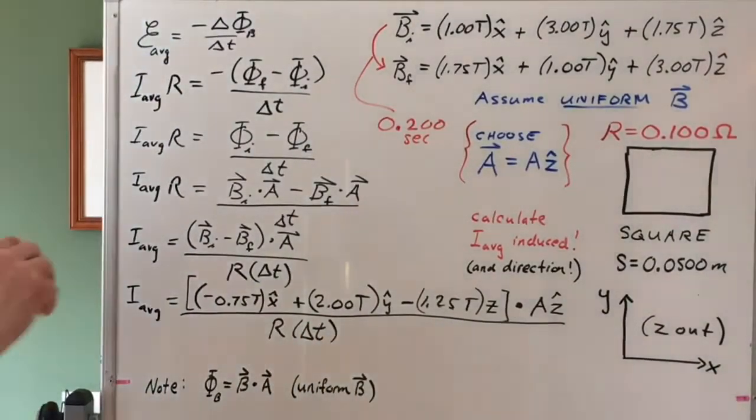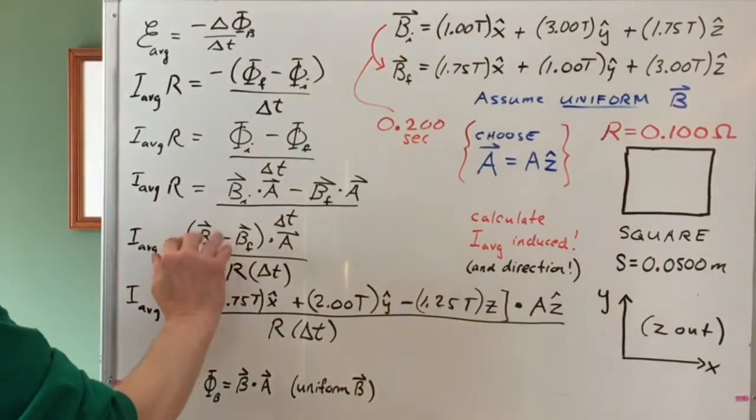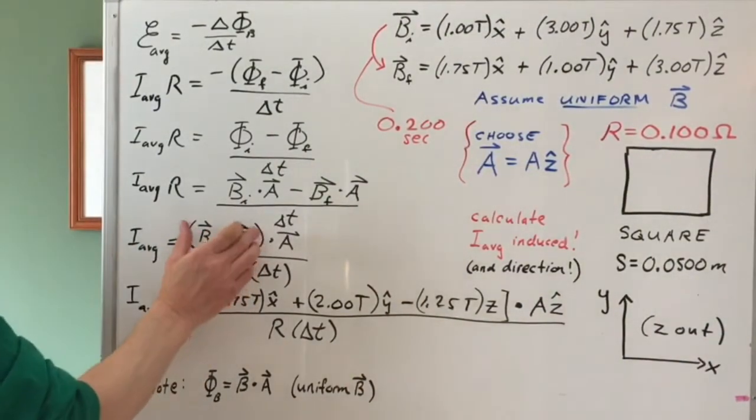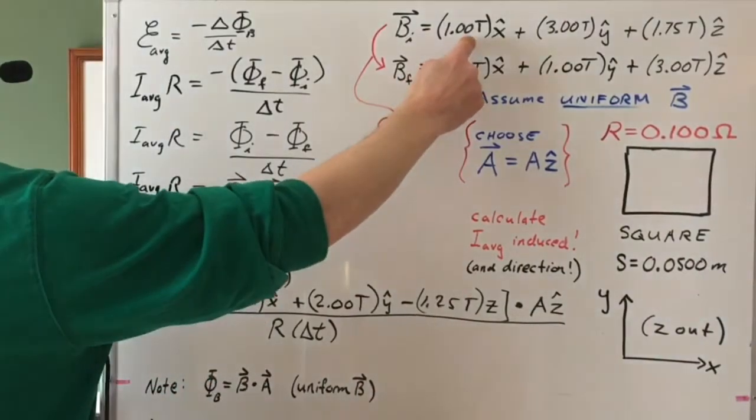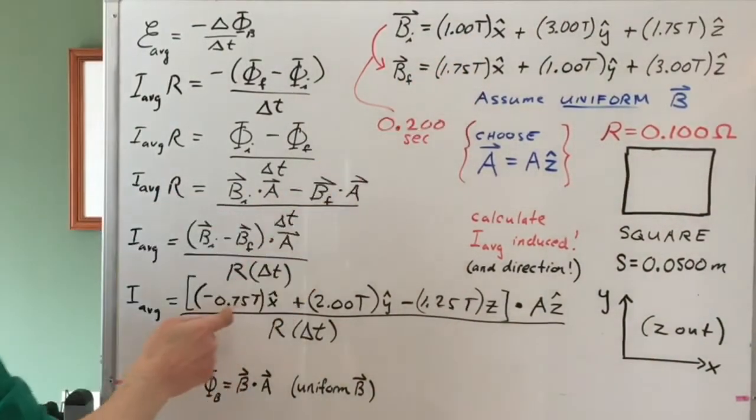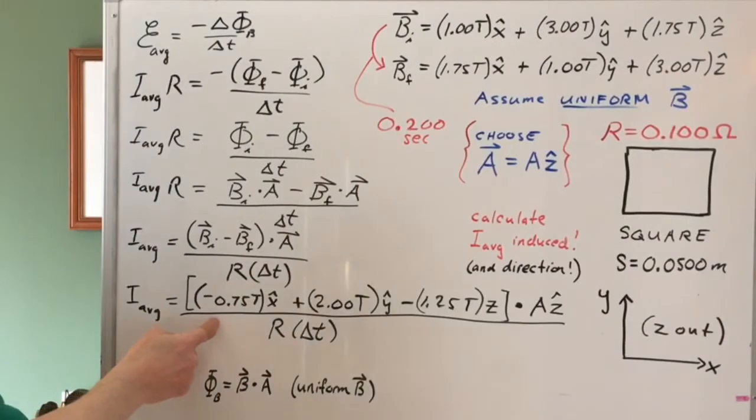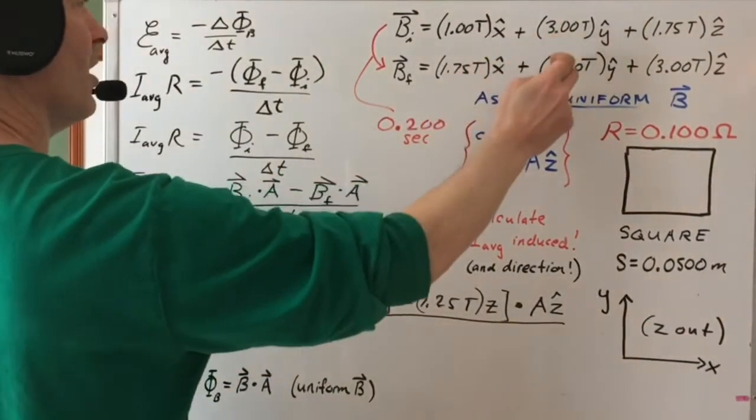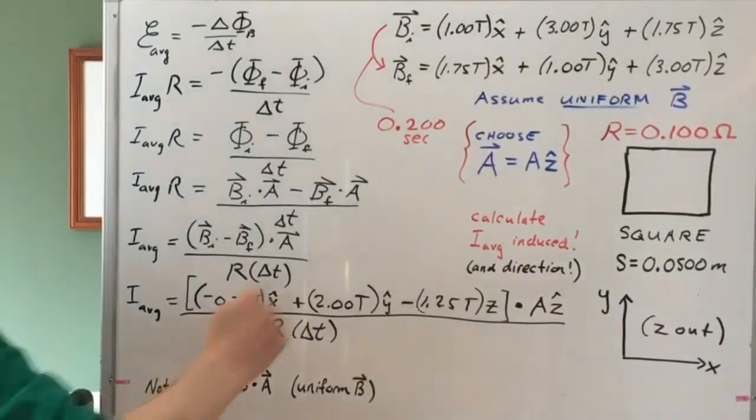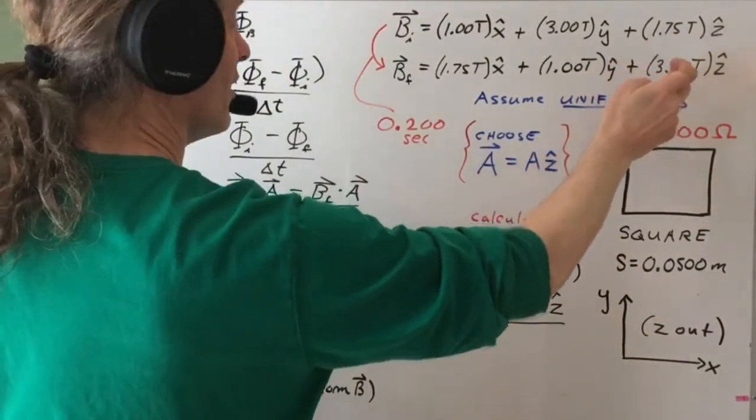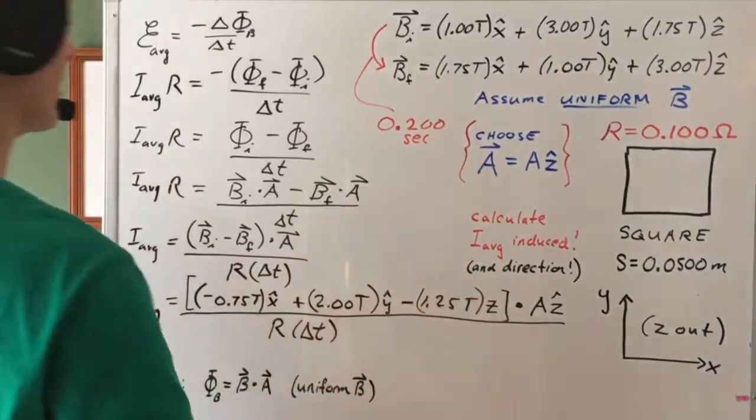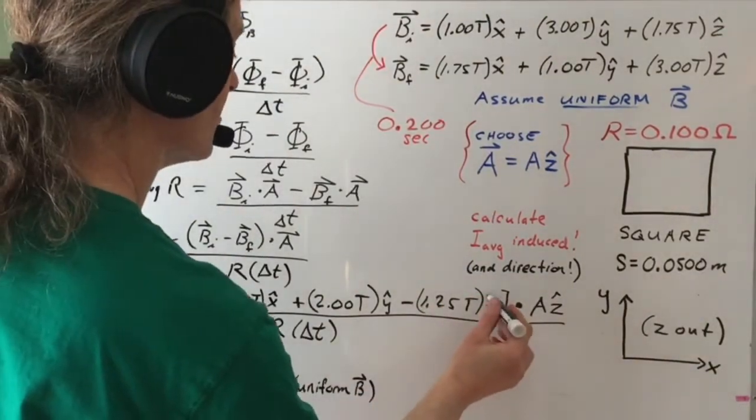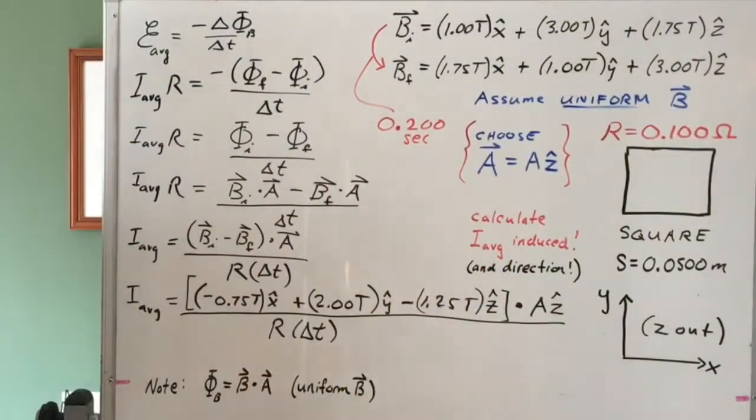Okay, so let's just check that. I'm going to make sure I've got this correct. So all of this is all of this right here. I've got 1 minus 1.75, that's minus 0.75, that's good. I've got 3 minus 1, that gives me 2, that's good. And I've got 1.75 minus 3, that's negative 1.25 units of Tesla in each case, and I need this to be a z hat. All right, and then I've got my denominator.